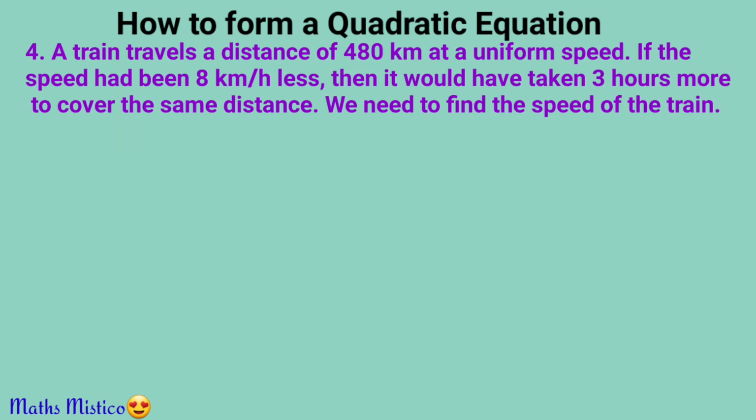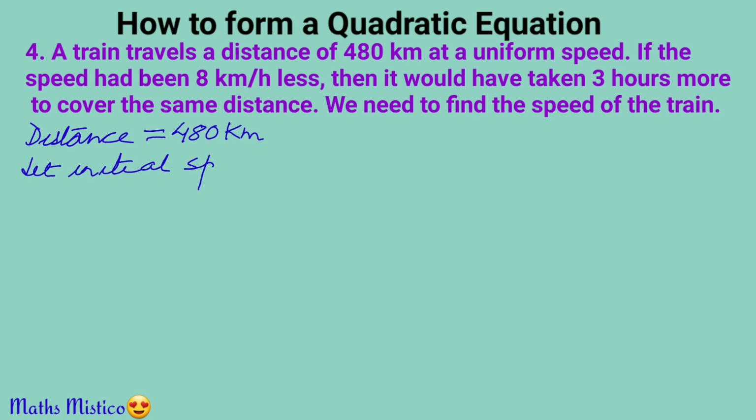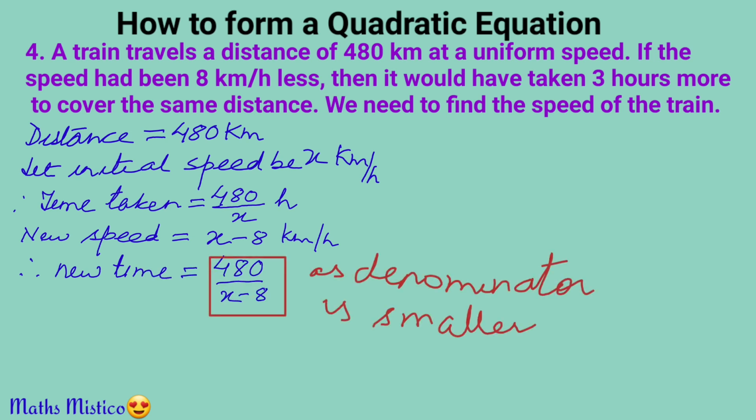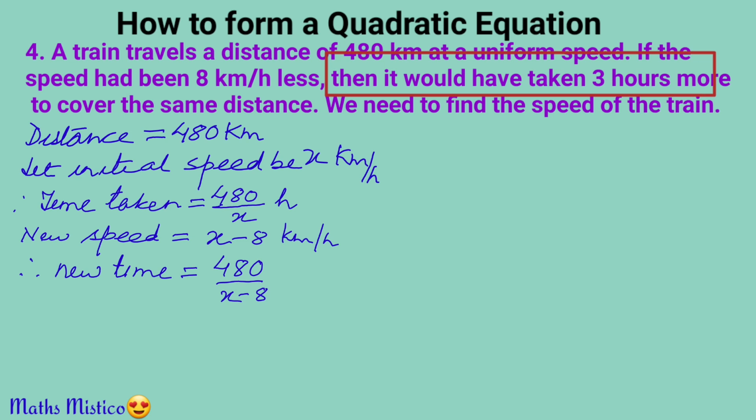In the next question, distance is remaining same and time and speed are being compared. Let us take the initial speed of the train as x kilometers per hour. Time is equal to distance upon speed. So time taken by the train with the speed x kilometer per hour will be 480 upon x. The speed in the second case will become x minus 8. Time taken in the second case will be 480 upon x minus 8. Clearly 480 upon x minus 8 is greater than 480 upon x. Now the difference of times in the two cases is given 3 hours.